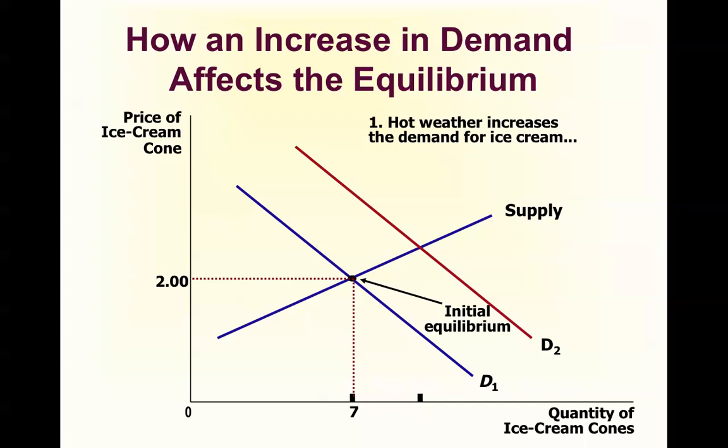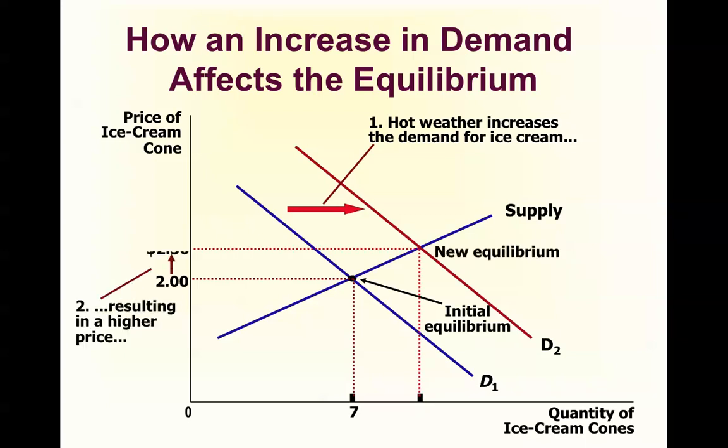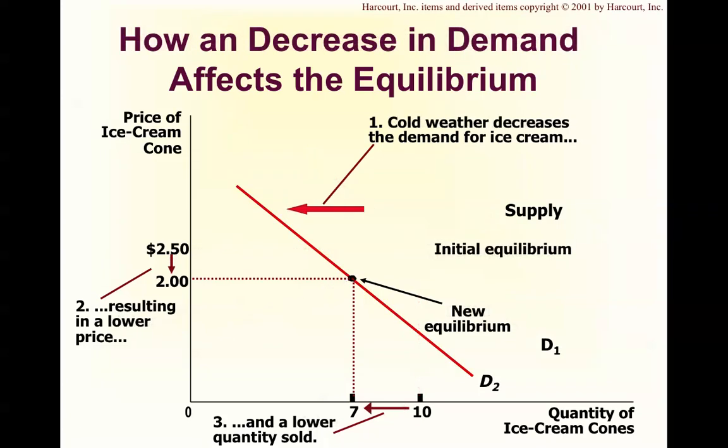We've got to resolve the shortage, so the price must go up. And as the price goes up, suppliers are willing to sell more of the good. In this case, 3 more relative to the initial 7. But what starts it all is the increase in demand based upon the hot weather. So this is case number 1. We have an increase in demand. Demand shifts right. Case number 2. Decrease in demand. Demand shifts left.